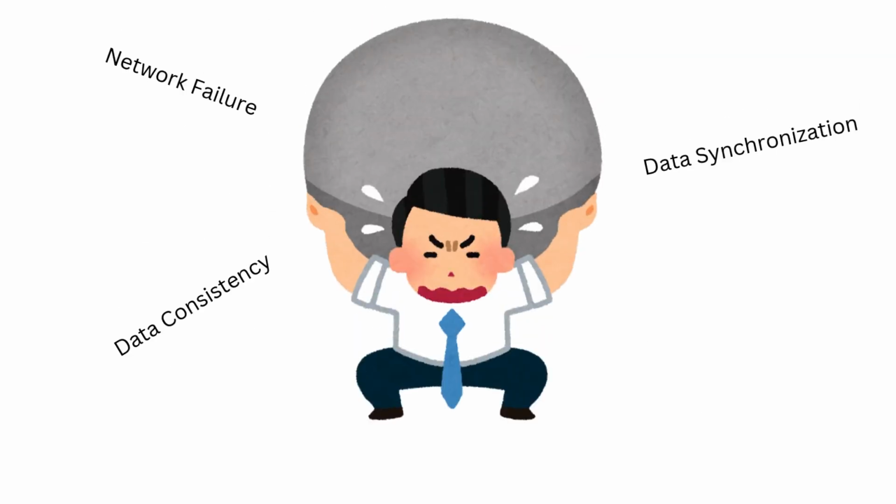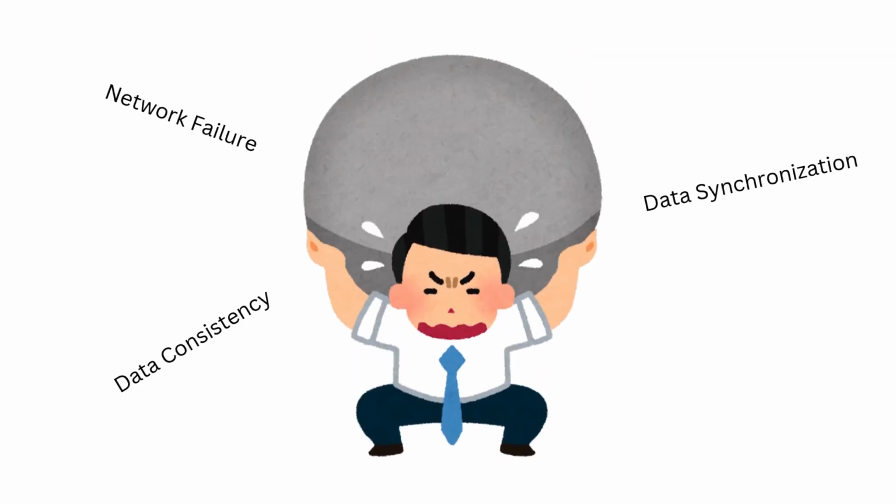But they're not without challenges. How do you make sure all nodes have the same data when they're spread across the world? What happens if a node or a network link fails? And how do you keep everything synchronized when multiple tasks are happening at the same time? These are the kinds of problems engineers solve when building distributed systems.